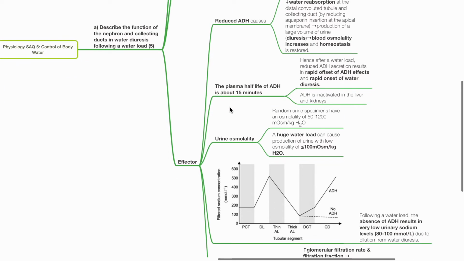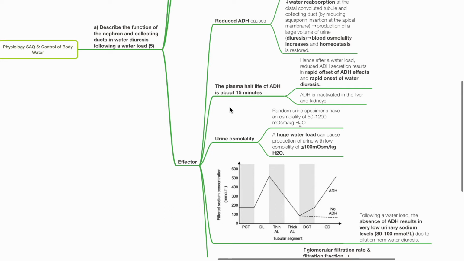The plasma half-life of ADH is about 15 minutes. ADH is inactivated in the liver and kidneys. Hence, after a water load, reduced ADH secretion results in rapid offset of ADH effects and rapid onset of water diuresis. Urine osmolality. Random urine specimens have an osmolality of 50 to 1200 milliosmol per kg H2O.